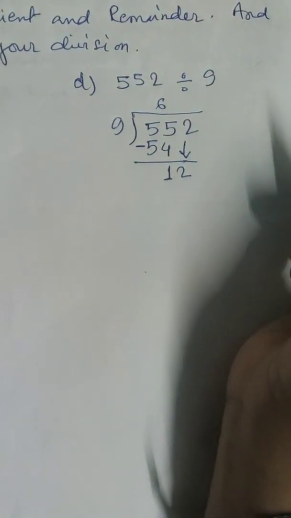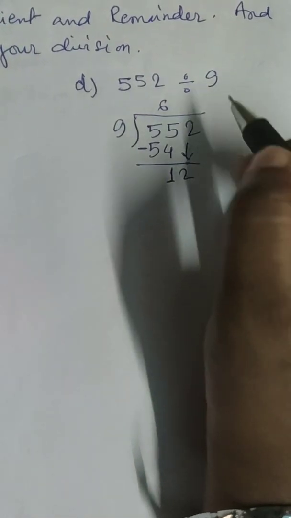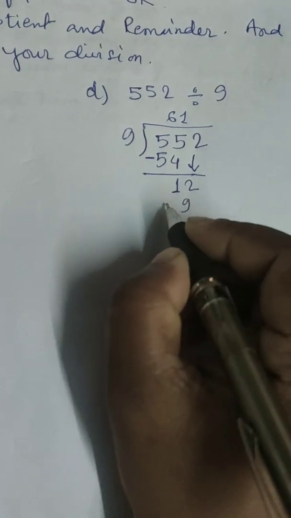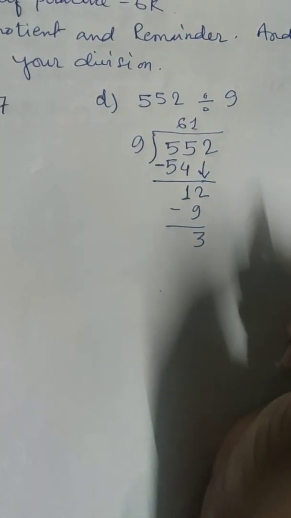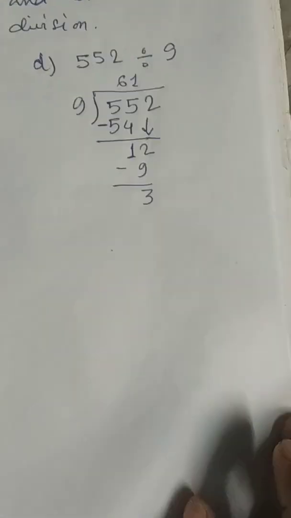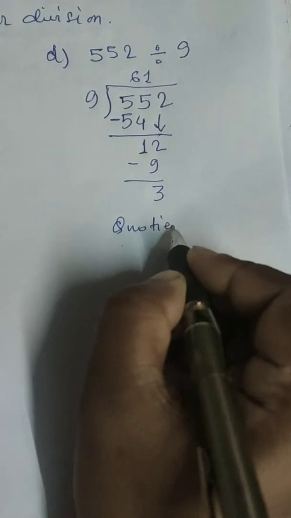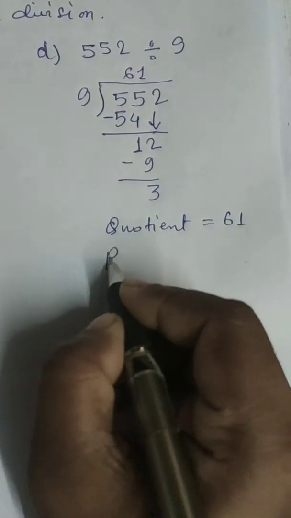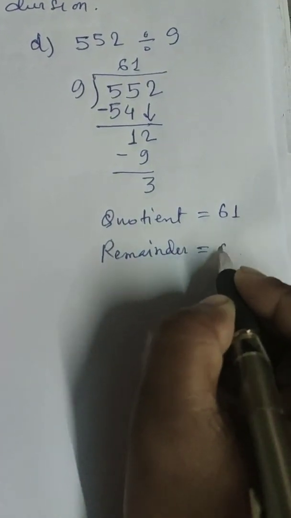Now again, 9 ones are 9, 9 twos are 18. 18 is greater than 12. So we will take 9 ones are 9. We will do the subtraction. Now we are left with 3. So as you can see, our quotient is 61 and the remainder equals 3.